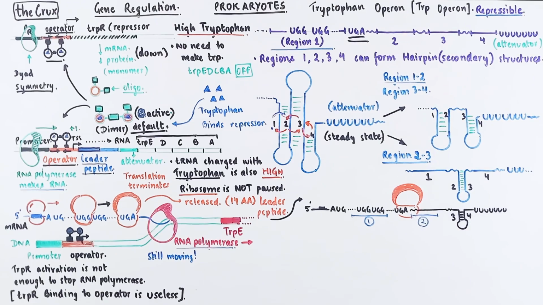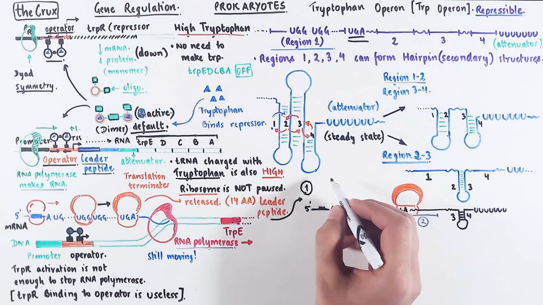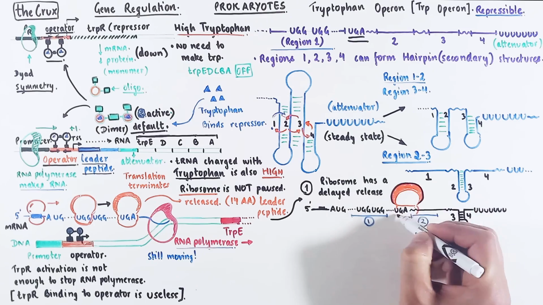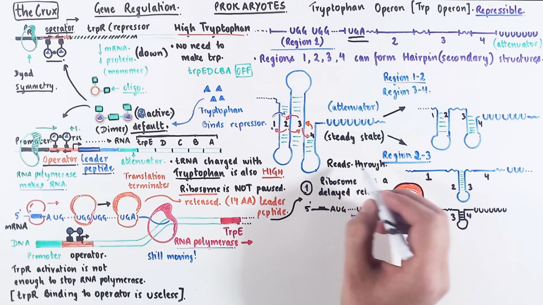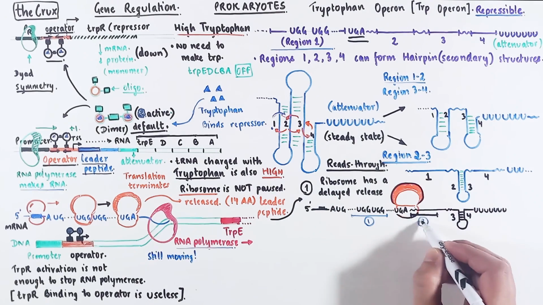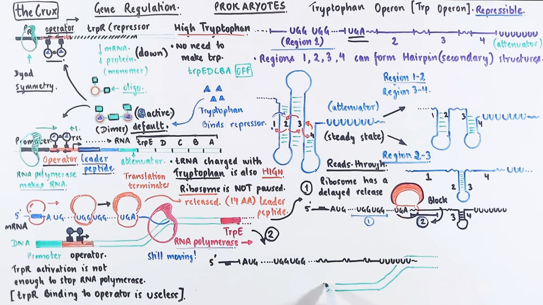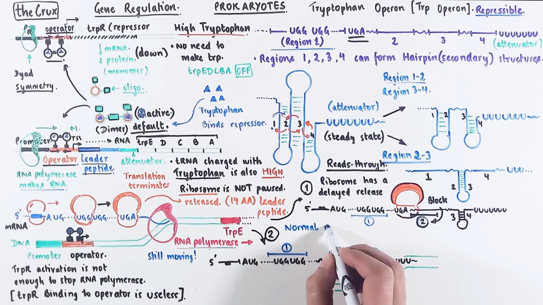So region 2 is blocked either because the ribosome takes its sweet little time to dissociate away, or it reads through the stop codon. Both these conditions result in blocking of region 2, which gives region 3 and region 4 the possibility to form hairpin structures. The other possibility is that the ribosome dissociates soon after terminating translation at the stop codon.